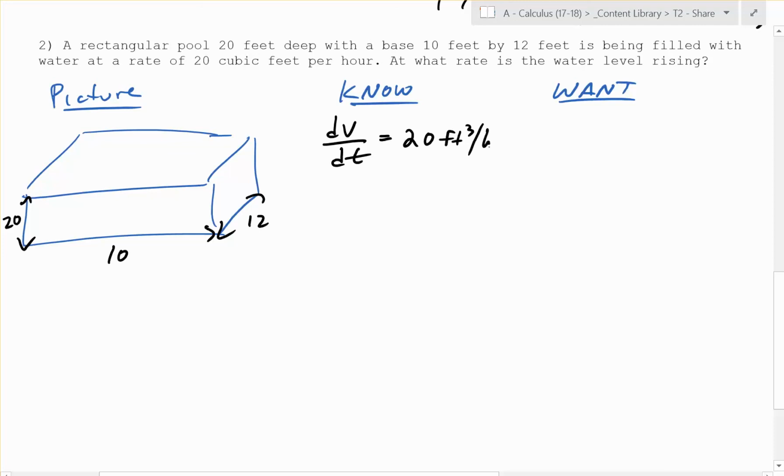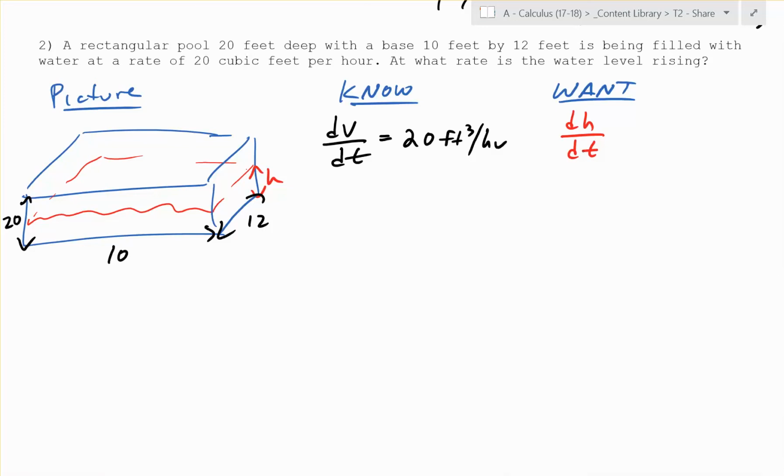It says, at what rate is the water level rising? It doesn't specify a time, so it's going to be the same everywhere. The water will be filled to a certain height like this. Let's call that height h. So we just want dh/dt. It's going to be constant because of the shape, and the volume is going at a constant rate.